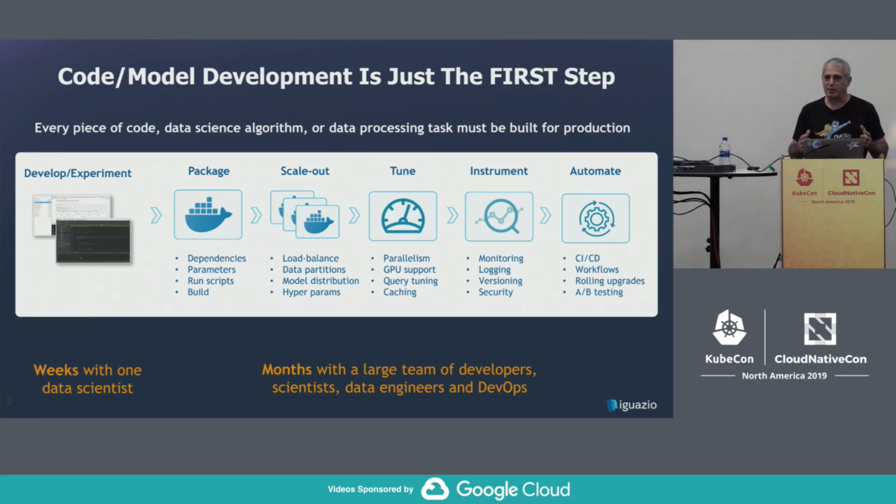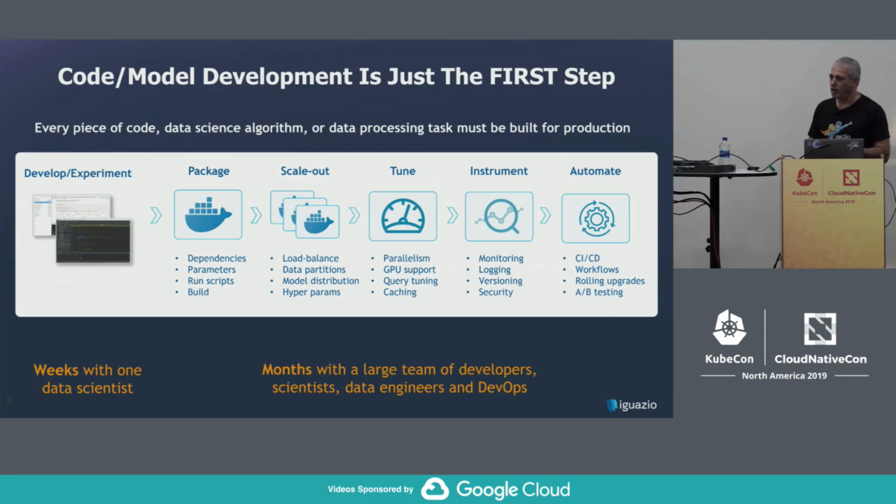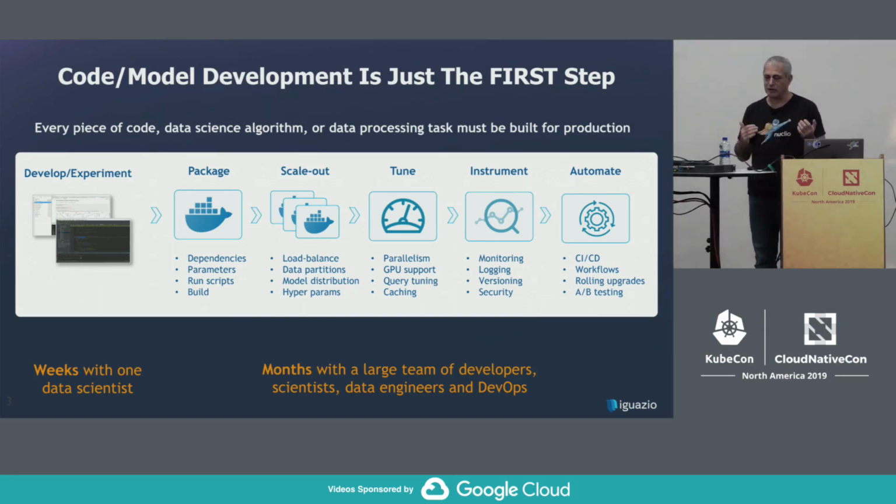And then comes an aspect of tuning. Tuning means how do we turn things to more asynchronous, more parallel? How do we embed GPU support into the same code? How do we cache elements so we don't go over and over to a database? How do we tune our queries to be more efficient, et cetera? And then we need to think about instrumentation. Instrumentation means starting to do logging and monitoring and maybe versioning of our code and Git and all that stuff.